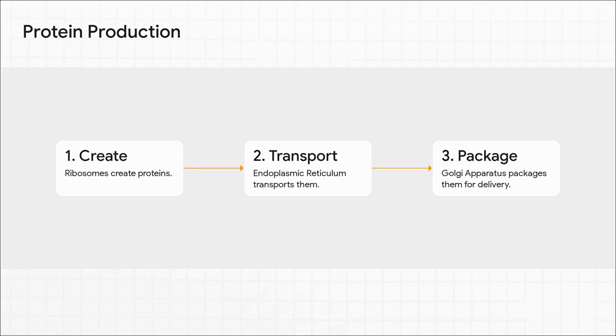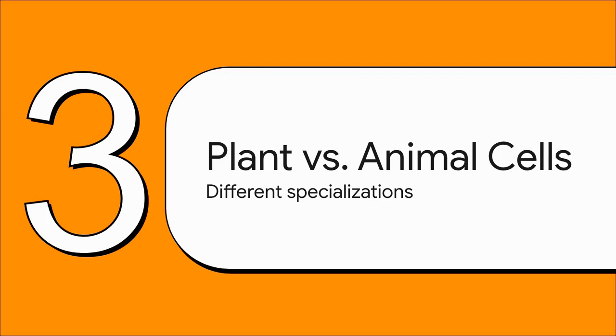It packages the proteins up and ships them out to wherever they need to go. Okay, so we've got the basics down. We know the essential infrastructure that pretty much all of these cellular cities have. But now, this is where it gets really interesting.